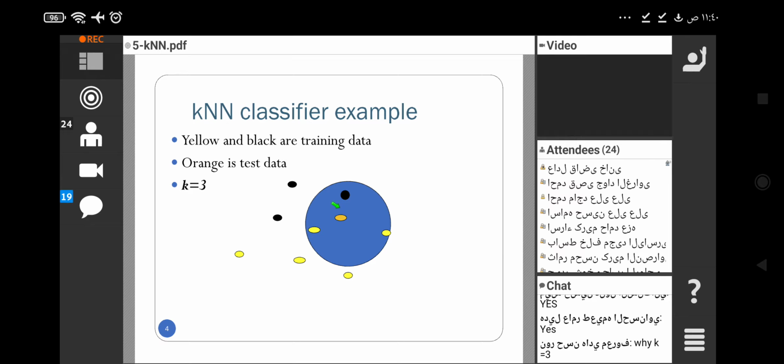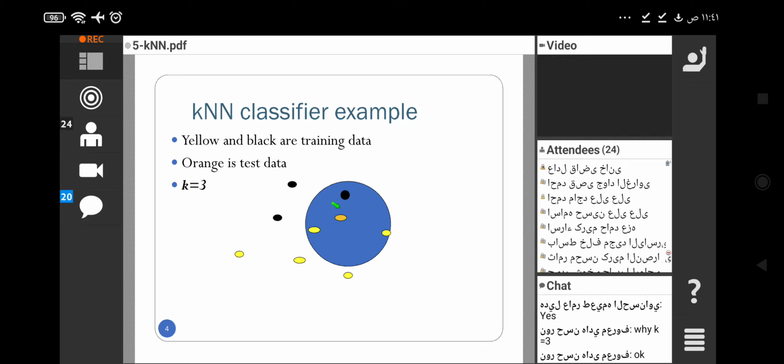Why is k equal to 3? k could be anything. It's a parameter. We could set any value for k, but usually k is an odd number: 3, 5, 7, 9, because we want to find the majority.